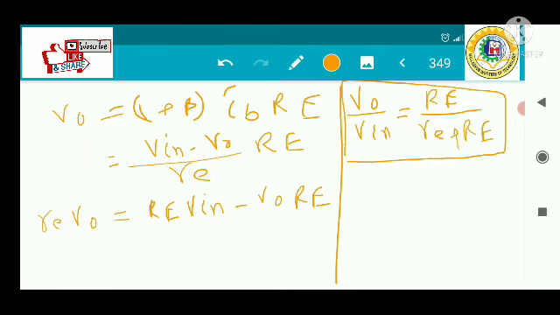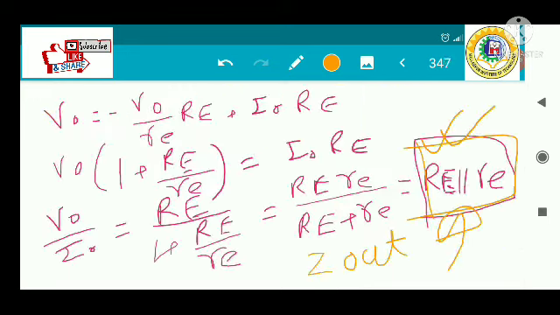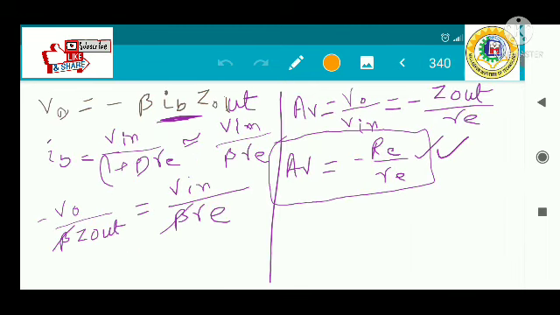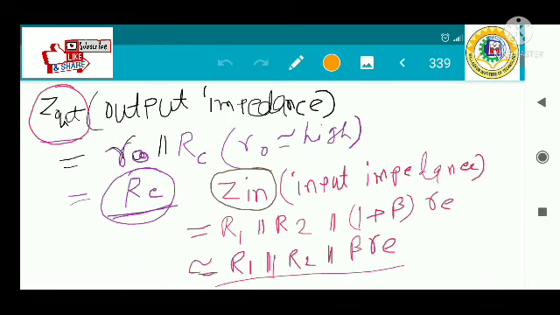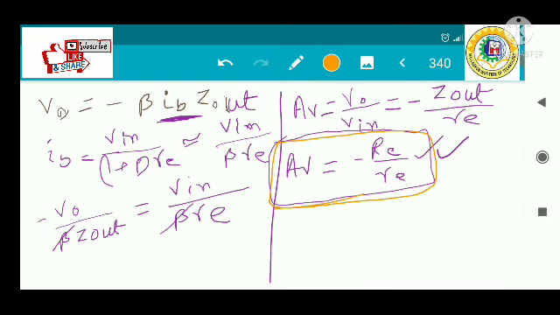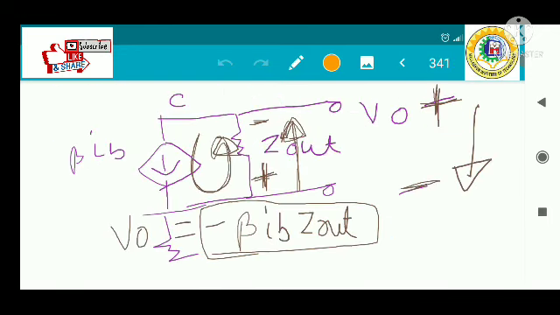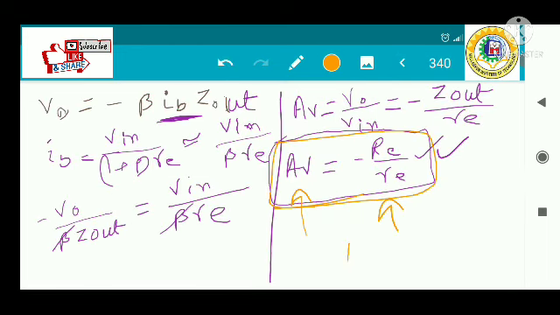Now from there you can compare this with the common emitter configuration. In the case of common emitter, the circuit is something like this, and the output is taken from the collector terminal. In this configuration, the output voltage gain is negative. Negative means there is a 180-degree phase shift between the output and input.